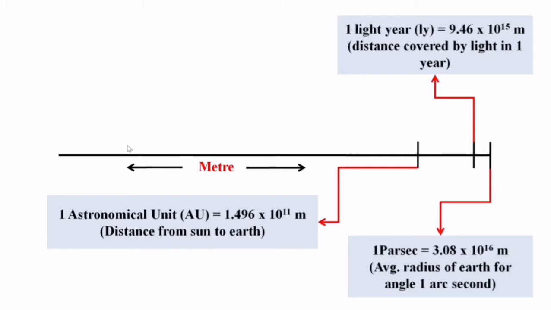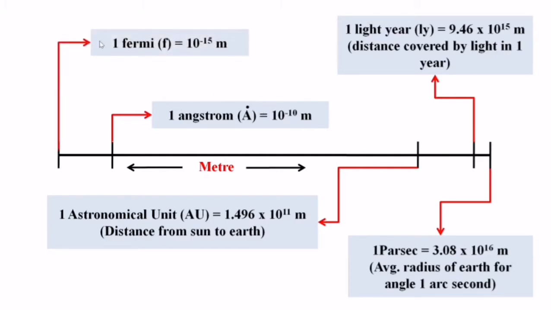Now in the lower ranges also, one of the most predominantly used units is the angstrom, and 1 angstrom is 10 to the power minus 10 meters. It is basically the size of an atom, and it can be represented with a capital A and a dot on top of it. The last one is the femtometer, otherwise known as Fermi. 1 Fermi is 10 to the power minus 15 meters, and it is approximately the order of the size of a nucleus, and it is important in nuclear studies.